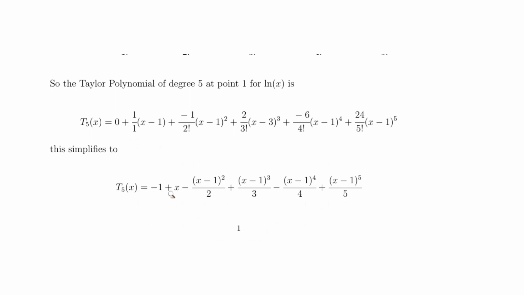So minus 1 plus x minus x minus 1 squared over 2 plus x minus 1 cubed over 3 minus x minus 1 to the 4 over 4 plus x minus 1 to the 5 over 5. Okay, and that completes the question.